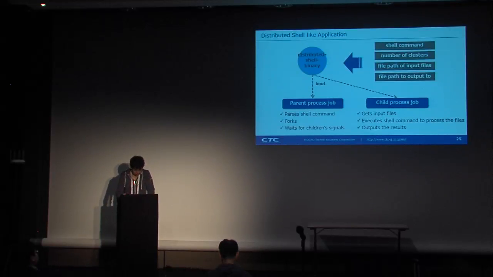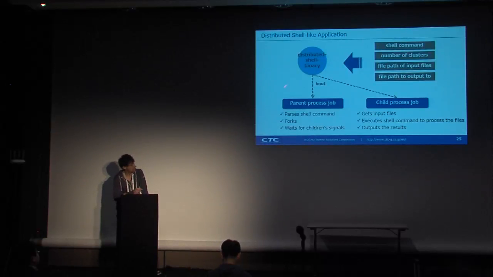The first one is a shell command. This application uses the shell command to process files. The second one is the number of clusters. You can specify the number of clusters running in parallel. The rest of the options are the directory paths of input and output files. So this application gets files from the file system provided by RAC, and also outputs the result files to the directory specified as the option.